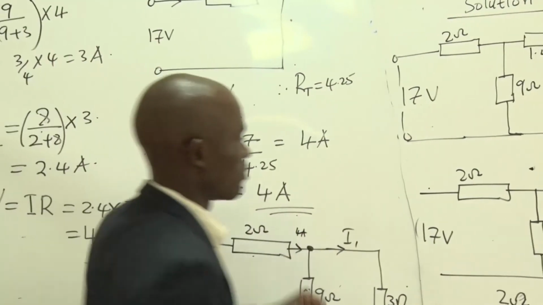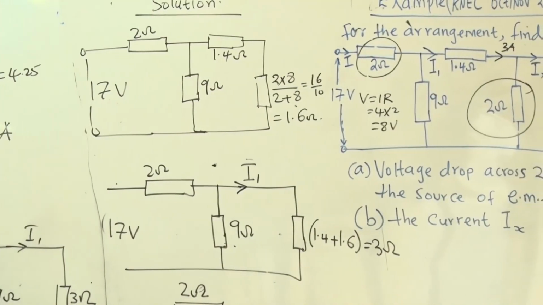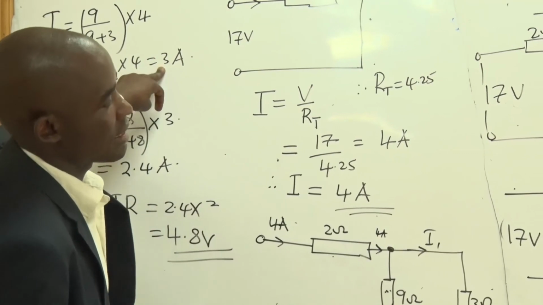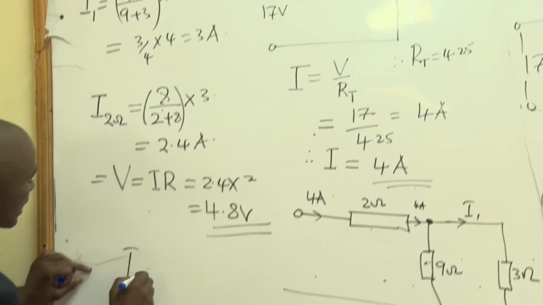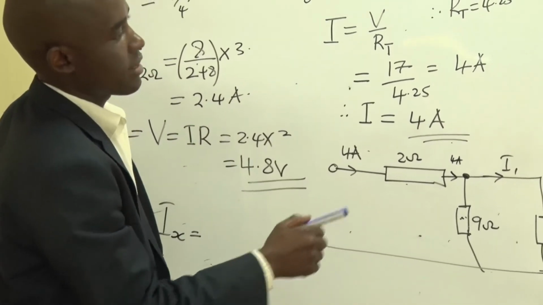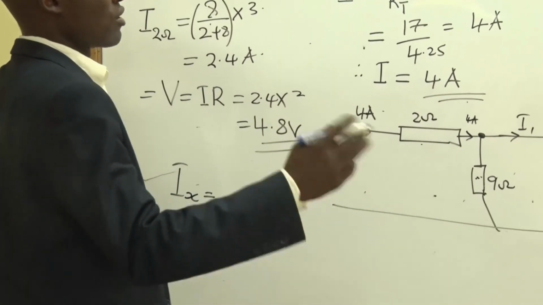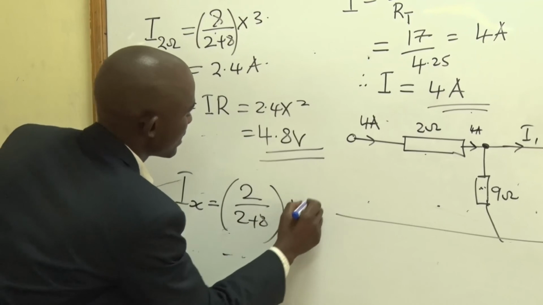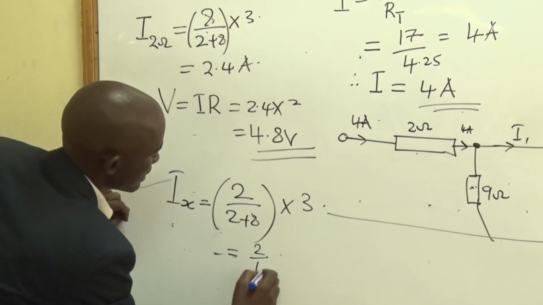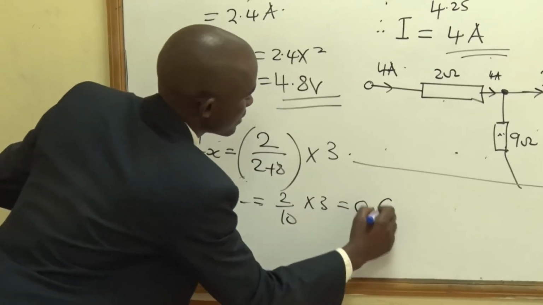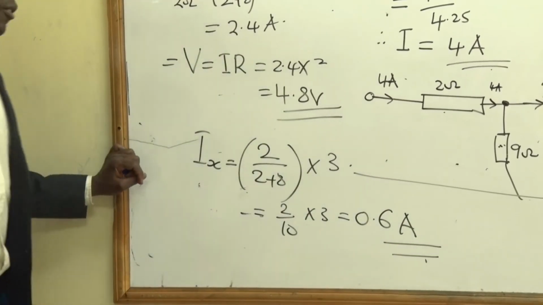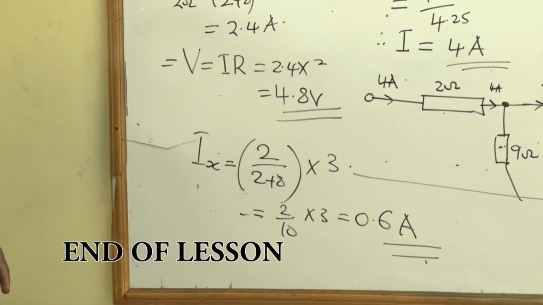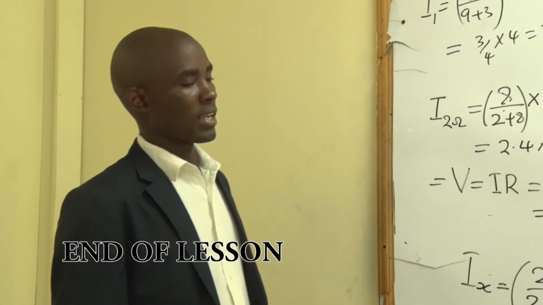We will now do the very final bit. You are getting the current IX. Remember, we have gotten the current I1. The current IX is flowing through the 8 ohm resistor, so we shall use the 2 ohm resistor, so that you have 2 all over 2 plus 8 multiplied by 3. This will be equal to 2 over 10 multiplied by 3, which is 0.6 amperes. So the current IX is equal to 0.6 amperes. And that brings us to the end of this particular session.